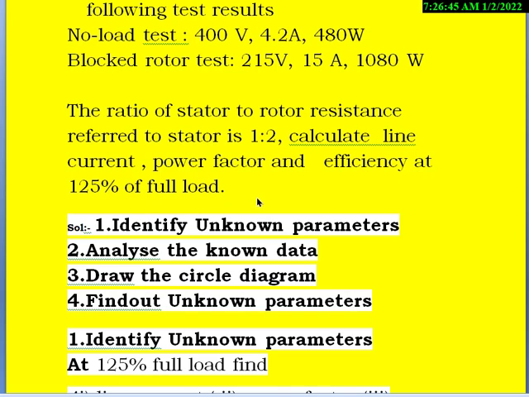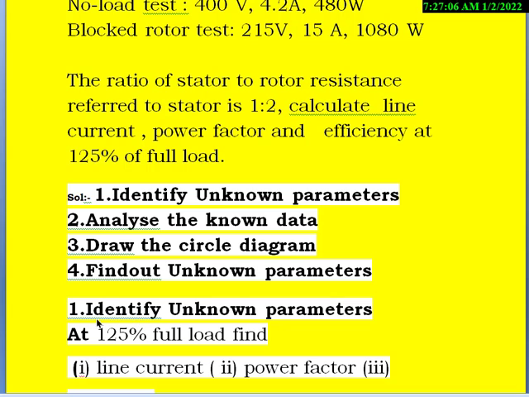To solve this problem, there are totally four steps. First one is identify the unknown parameters. Second is analyze the known data. Third is draw the circle diagram. Fourth is find out the unknown parameters.